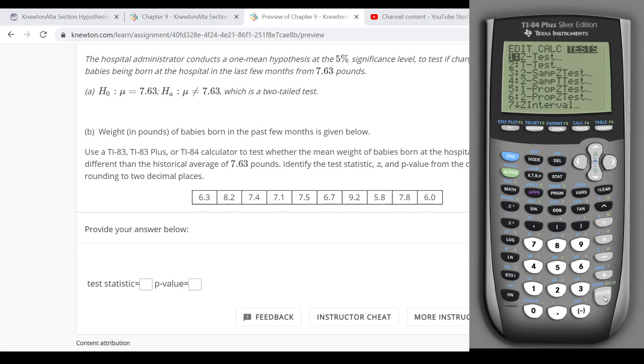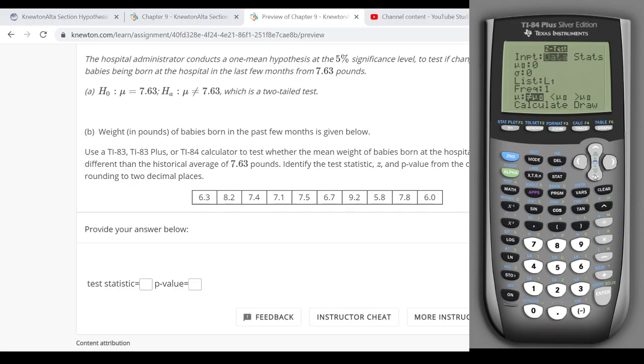So I just hit enter on number 1, z-test. Now, here in this particular example, I'm actually given a list of data, right? These 10 baby weights. Now, if I wasn't, I'd just go over to statistics. If I was given the sample mean and the size of the sample and that was it, I'd go to stats. But I was given data, so I stick to the data area.